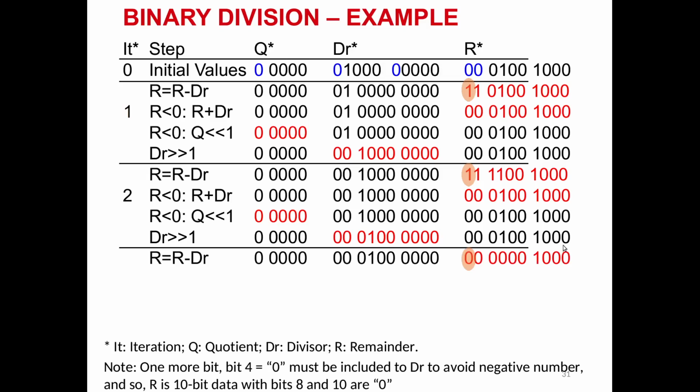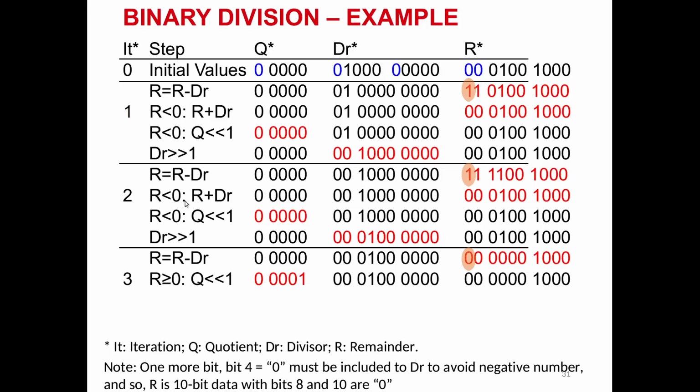Moving to the third step, we take R minus DR. We can see that here R is larger than DR, so the minus returns this value 0 0 0 0 0 0 1 0 0 0, and this bit 0, the most significant bit of R here, implies that this is a positive value, or R is bigger than DR here, and so we don't need to revert R back to the previous value, and we move to changing the value of Q.